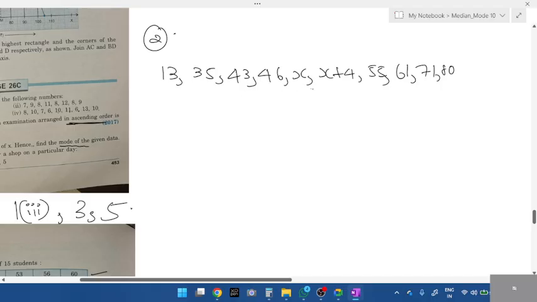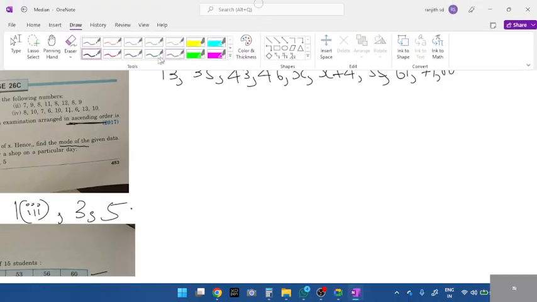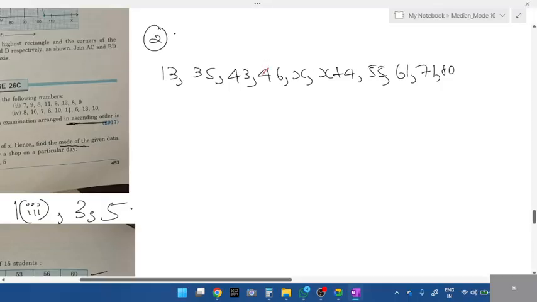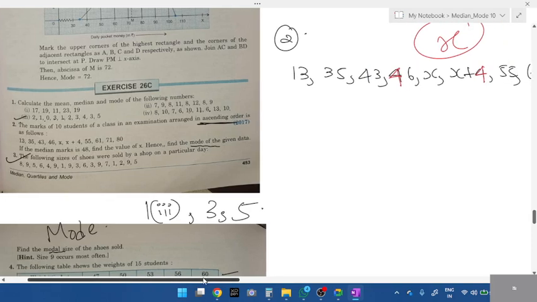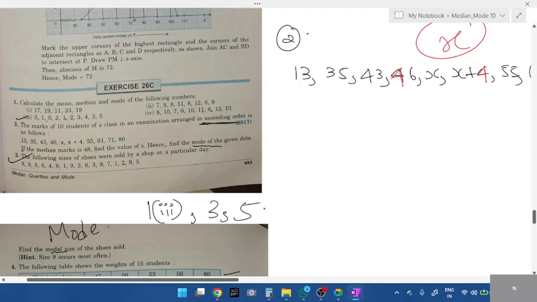Is it possible to find? Why? What's the reason? Because there are unknown values. What is the unknown value here? x and x plus 4. Only if you find the value of these two will you be able to find which number is present frequently, right? More number of times. For that, the median is given.